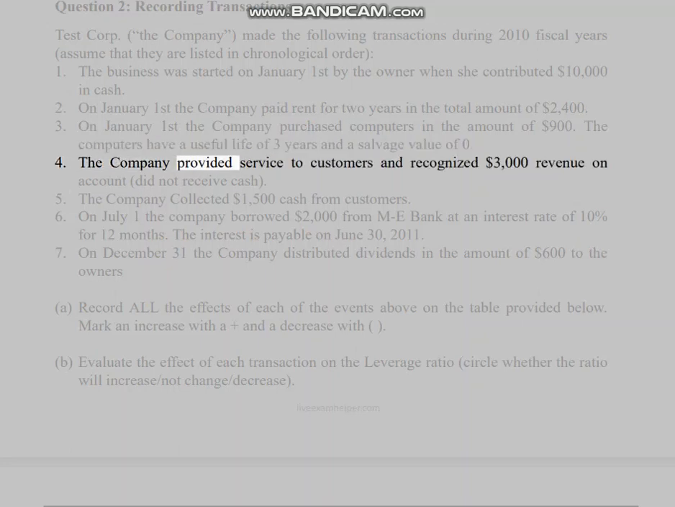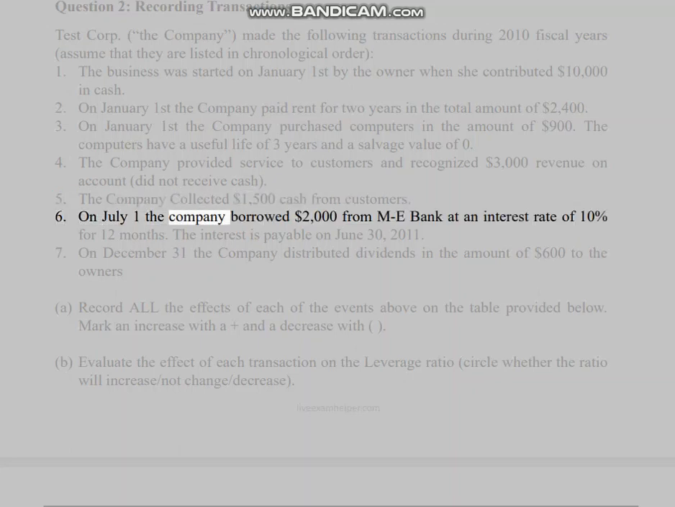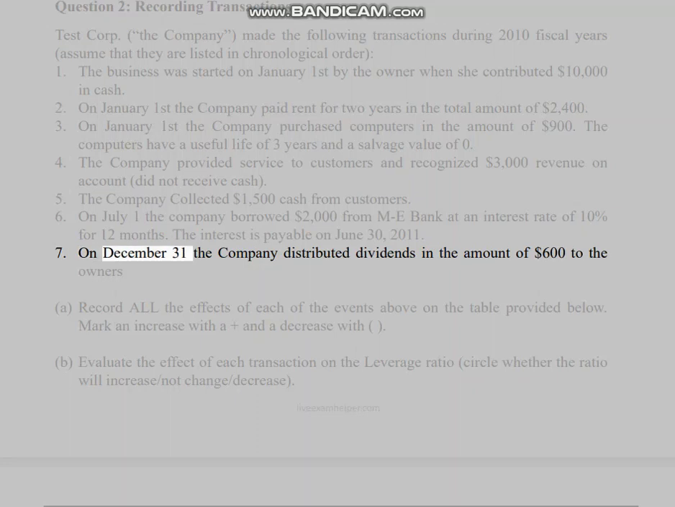4. The company provided service to customers and recognized $3,000 revenue on account, did not receive cash. 5. The company collected $1,500 cash from customers. 6. On July 1st, the company borrowed $2,000 from IMI Bank at an interest rate of 10% for 12 months. The interest is payable on June 30th, 2011. 7. On December 31st, the company distributed dividends in the amount of $600 to the owners.